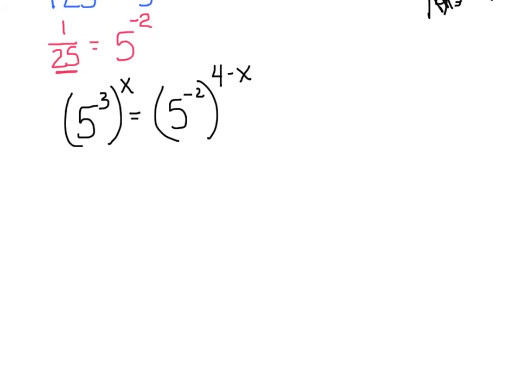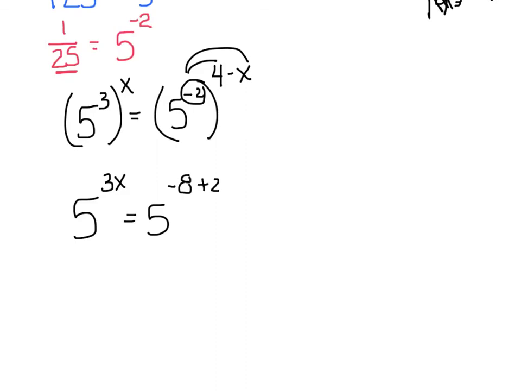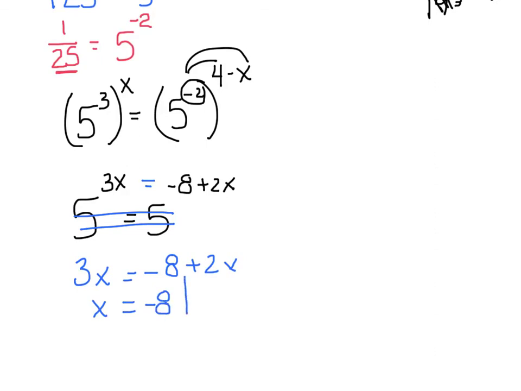All right, now let's do our power to a power rule. This is really 5 to the 3x equals 5. Let's just be careful with this negative 2. Distribute it to the negative 8, plus 2x. All right, I've got bases the same, so I'm going to clear them and just set the exponents equal. So 3x equals negative 8 plus 2x. Subtract my 2x, I get x equals negative 8.